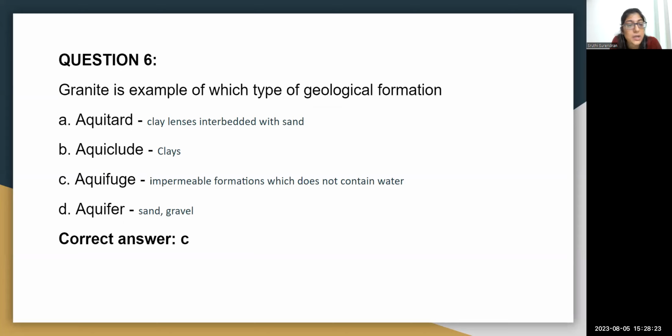Now, aquifer, again, sand and gravel beds are good materials for transmitting as well as yielding water. So, some of the examples of aquifer are sand and gravel. Then we talked about aquitard, which is capable of water seepage. Clay lenses interbedded with sand.